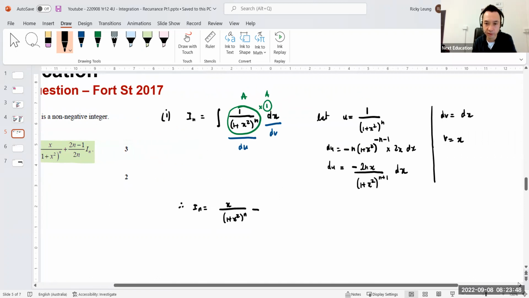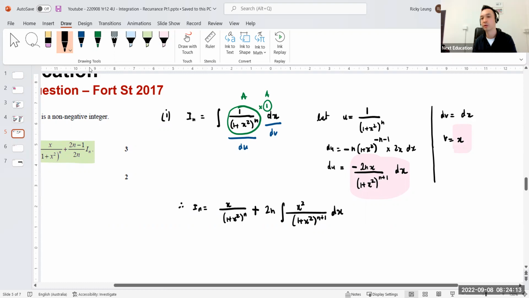And then minus. Now, I want this guy multiplied by this guy. First thing you note is, see that negative? So when I minus and I pull out the constant, this guy becomes plus 2n integral, and it'll be this guy times this guy, so x squared on top over 1 plus x squared to the power n plus 1 dx.